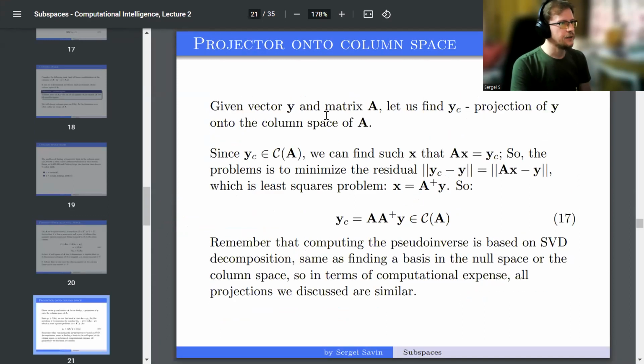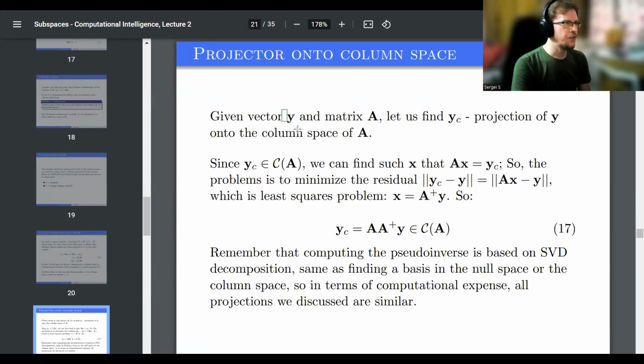Now, let us move on. Let us quickly consider how we can project onto the column space. So let's say we have a vector y and a matrix A, and we want to find a projection of y onto the column space. So this yc is a projection of y onto the column space. Since yc lies in the column space, we can always find such x that Ax equals yc.